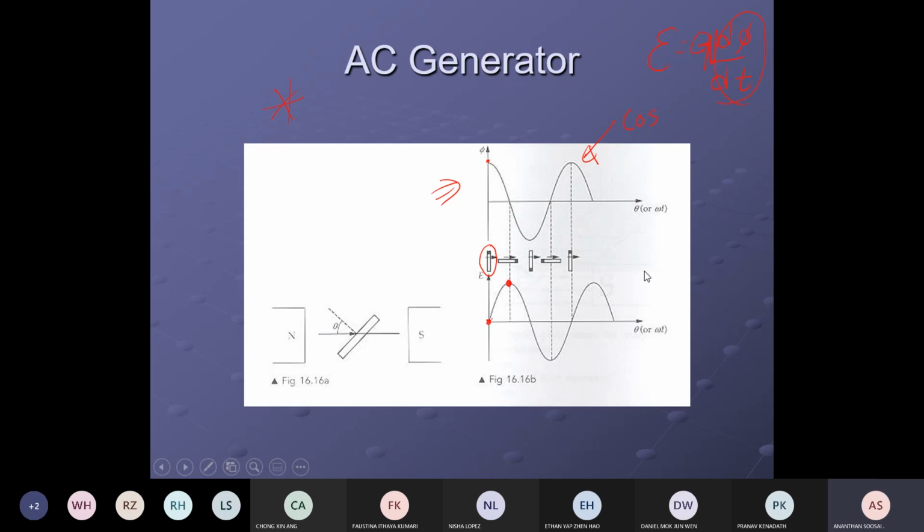Okay, any questions from this diagram? Okay, so hope you got the idea. So let's move on to alternating current.